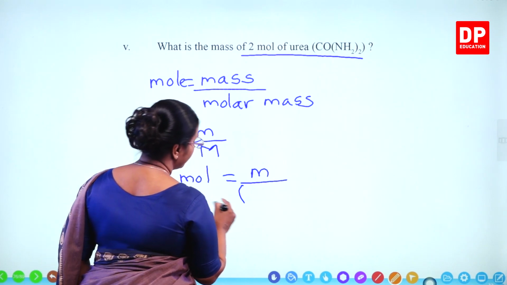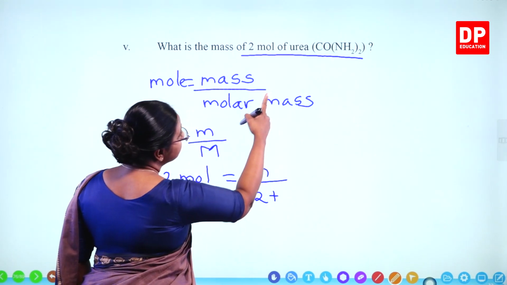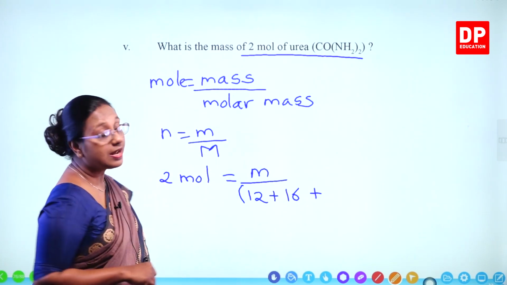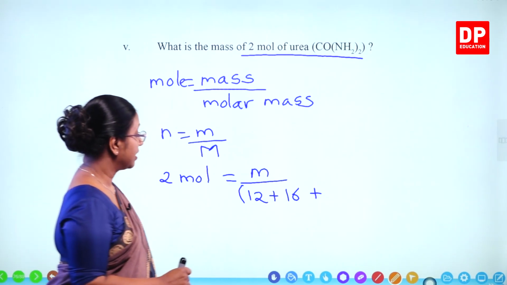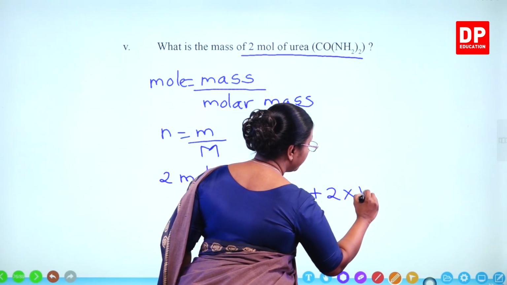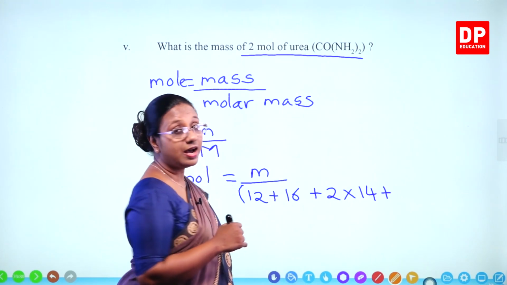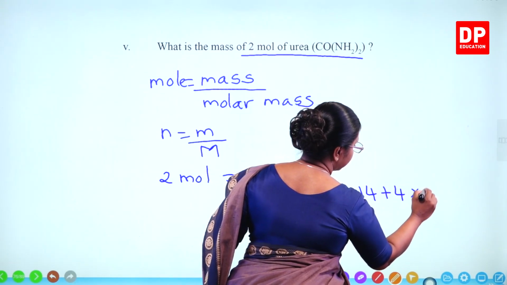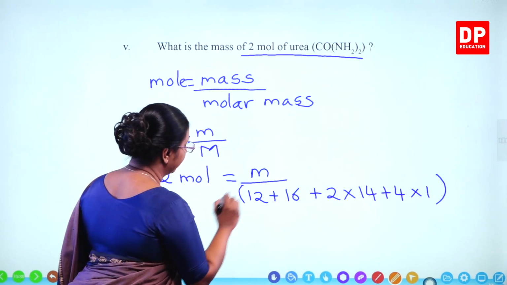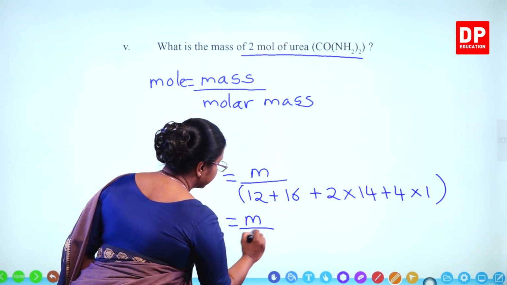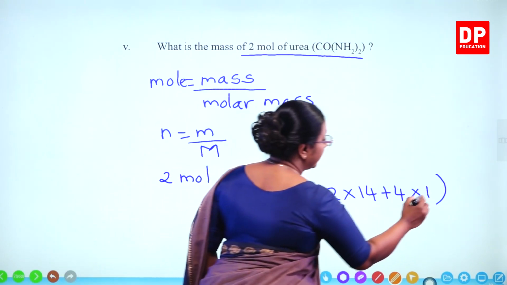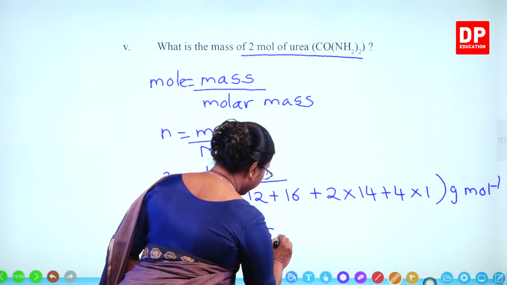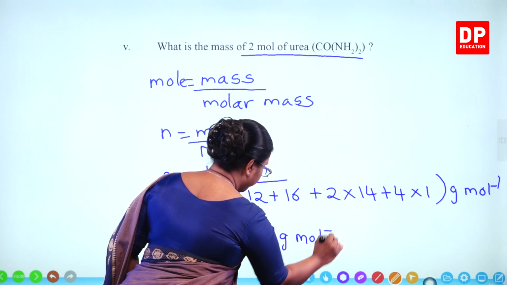How many carbons? Only 1. So 12 plus oxygen 16. The relative atomic mass is 16. How many nitrogens are there? There are 2 nitrogens. So 2 times 14. How many hydrogens are there? We have already calculated 2 into 2, 4 hydrogens. So when you add everything, you will get it as 60. What do we have here? We need to have the unit grams per mole. So 60 grams per mole.